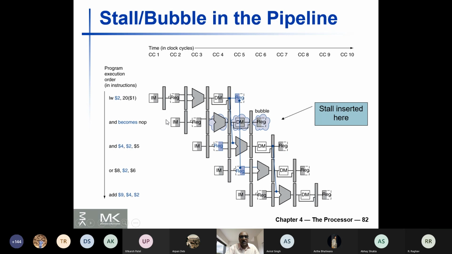That means the clock is not enabled for these two pipeline registers. One is this pipeline register, the other is the PC, which is also by default a pipeline register. So for these two, the contents should not be changed. If the clock is disabled, then automatically these two will hold whatever is stored, and the same thing will be reflected.